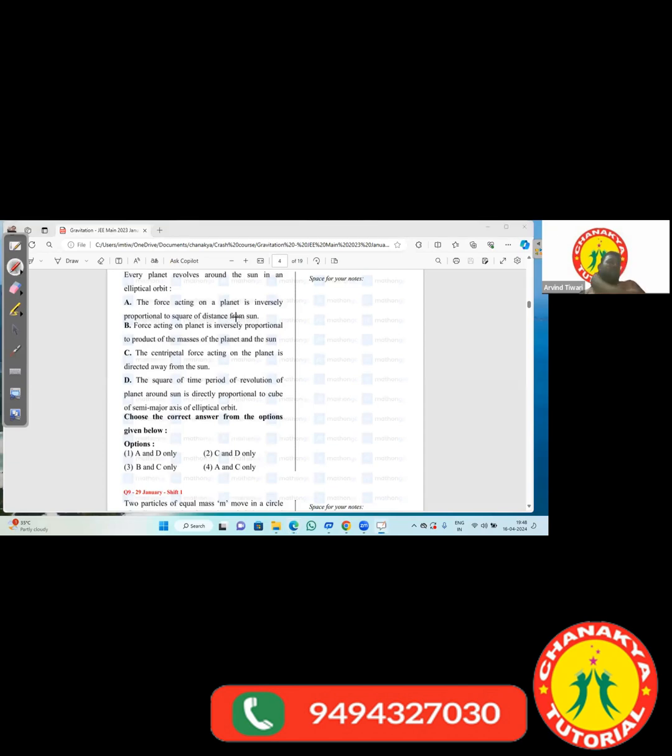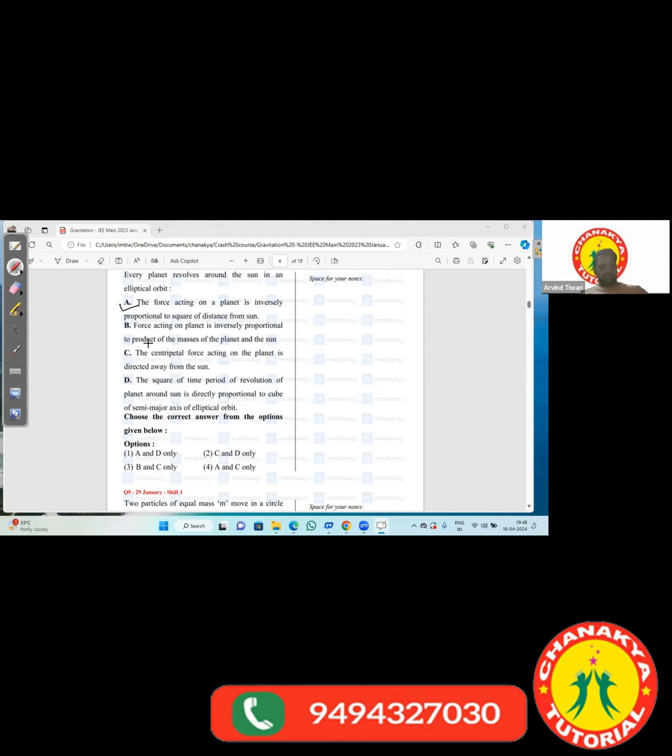If you see the first one, the force acting on a planet is inversely proportional to the square of the distance. Of course, this is correct. Since by the gravitation law, we know that force is F equals G m1 m2 over r squared. So force is inversely proportional to r squared, and it is the gravitational force which is making them move. So option A is correct.